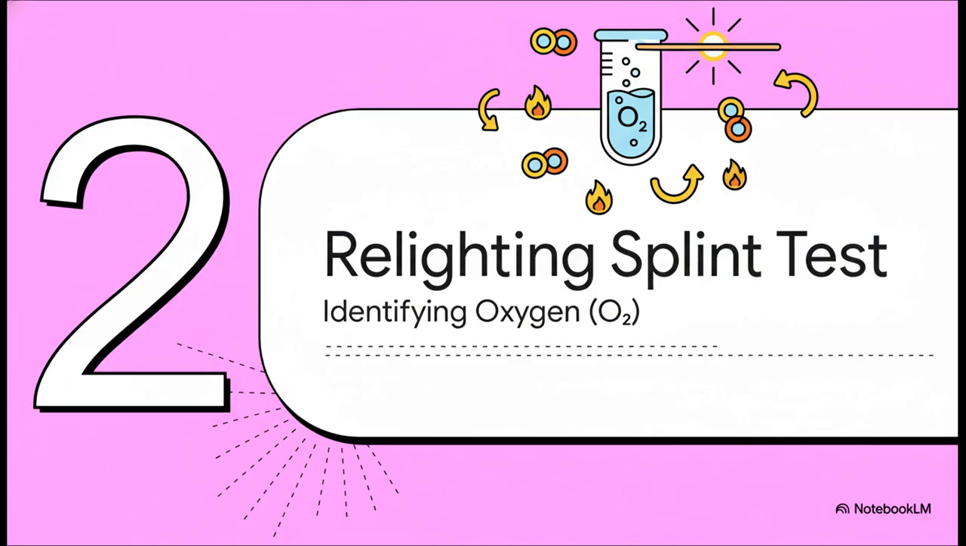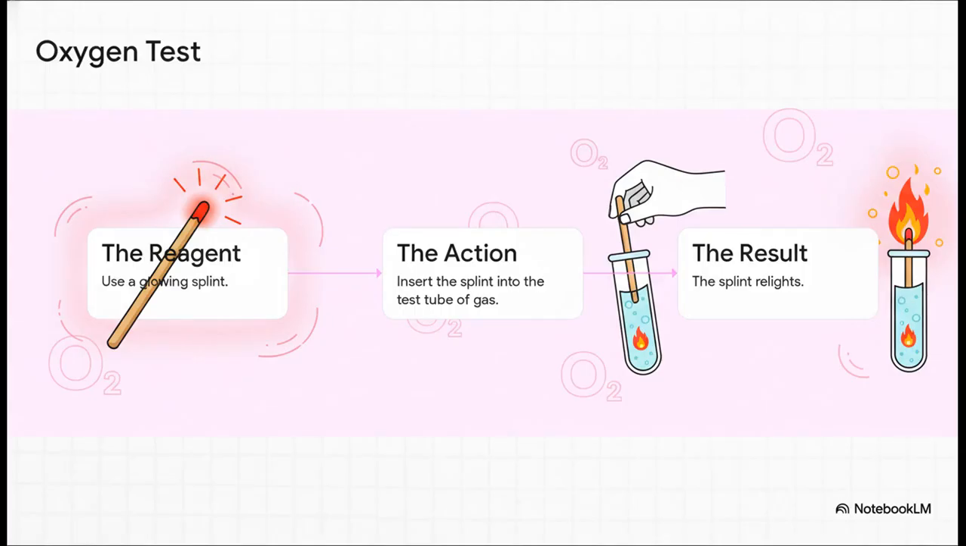Okay, next up is the test for oxygen. Now, we're still using a splint here, but there's one tiny, super important difference you've got to remember. So look closely at step 1. You need a glowing splint. What does that mean? Well, you light the splint first, then you gently blow it out so it's not a flame anymore, just a little red glowing ember.